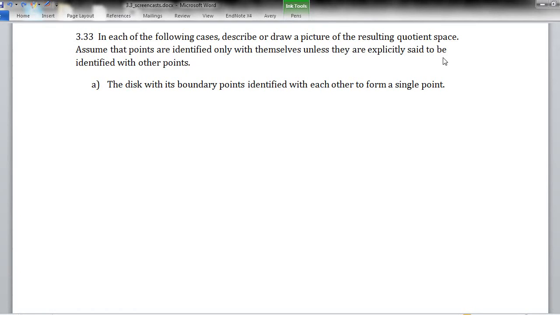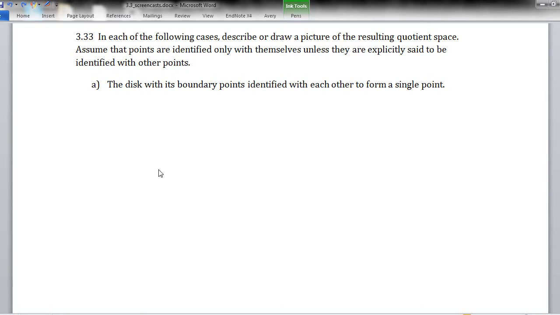Exercise 3.33. In each of the following cases, describe or draw a picture of the resulting quotient space. Assume that points are identified only with themselves unless they are explicitly said to be identified with other points. Part A. The disk with its boundary points identified with each other to form a single point.